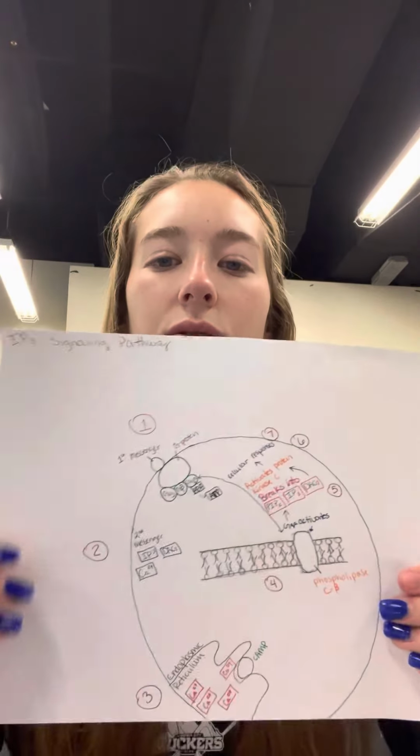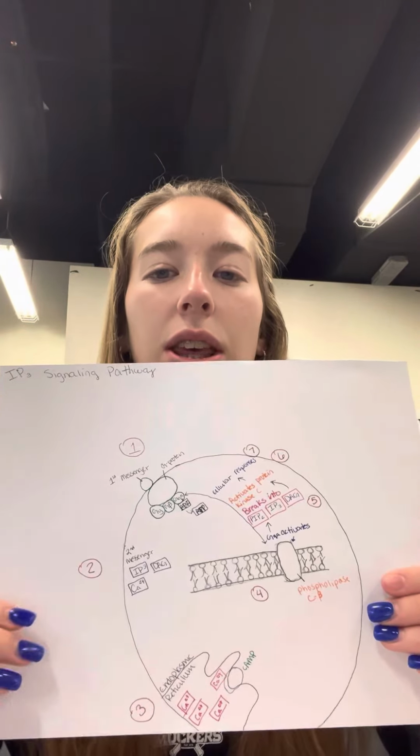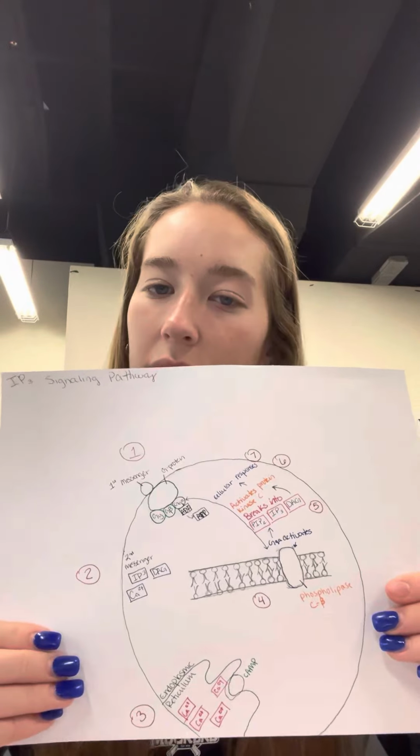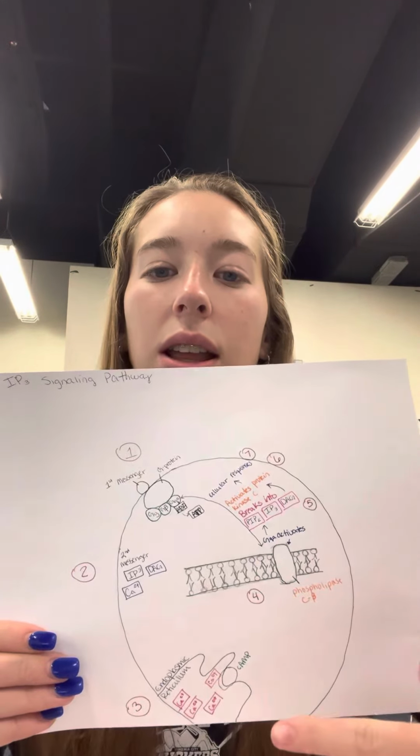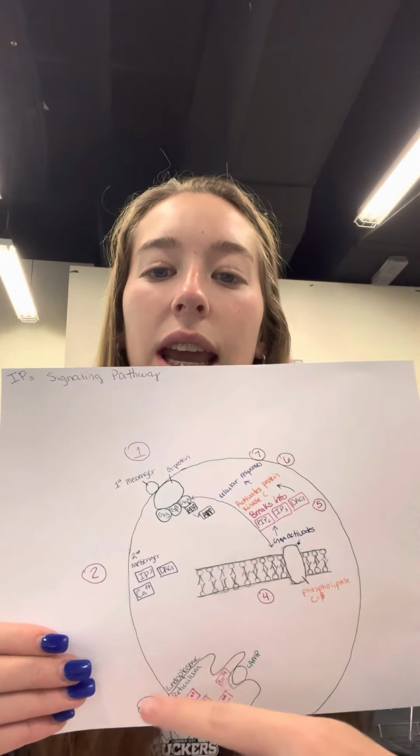My name is Michaela. I am in the Bio 190 class, and this is the laboratory assignment for this week. I did a detailed drawing of the IP3 signaling pathway. The black ring around it is the cell, and then everything that happens underneath it in order.